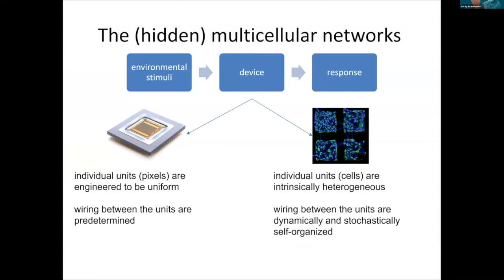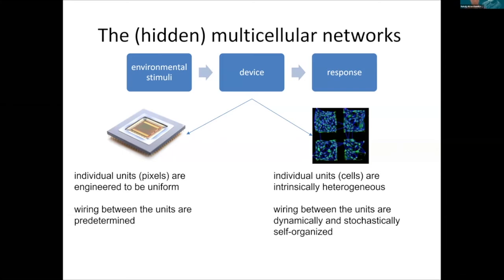In man-made systems, for instance, a CCD camera, we want to engineer the individual units, or pixels, as uniform as possible. We also predetermine the variance between the individual units so that they perform what we want them to perform. We program ahead of time.